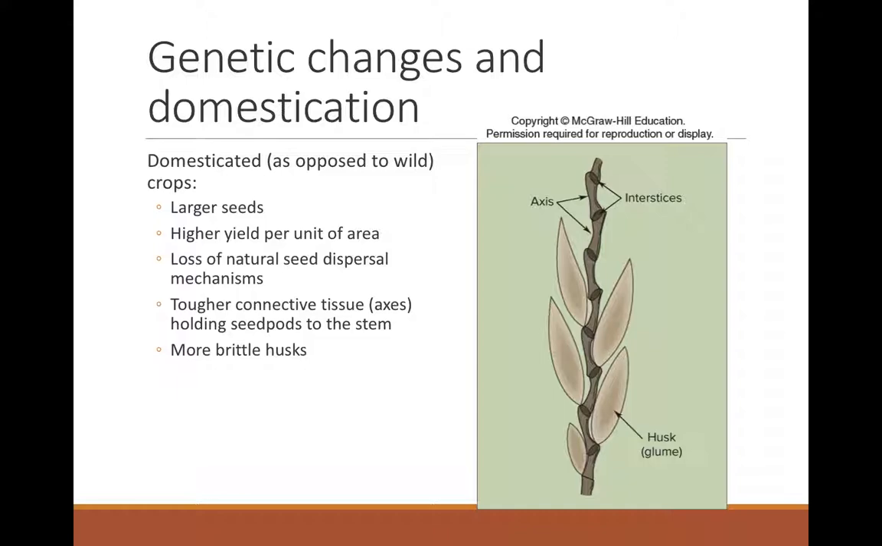So this higher yield per unit area doesn't simply mean that we're getting like one seed that's bigger. It also means that we're getting multiple seeds per plant. It also means that there might be other features of the plant that make the proportional representation of the seed itself larger. So we might select for fewer leaves, more seed, etc.